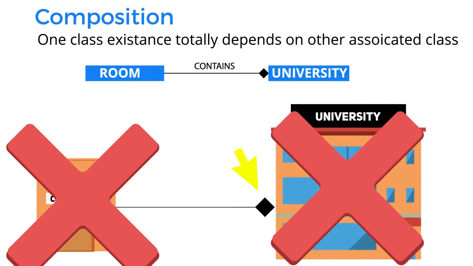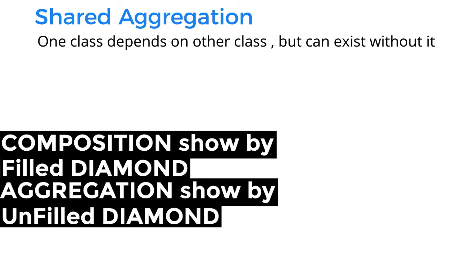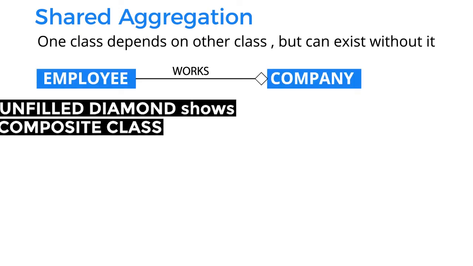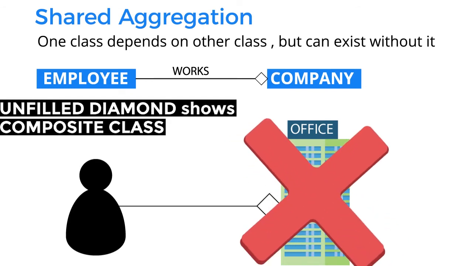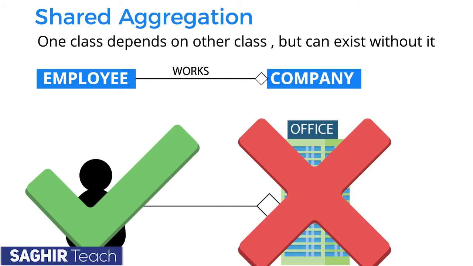Shared aggregation. In shared aggregation, one class is highly related to its main class, but its existence does not depend on its main related class, although it's highly related. Like in this example, an employee works for a company. If for some unfortunate reason the company is no more, the employee will remain, although the employee was working for the company. It is shown by an unfilled diamond.